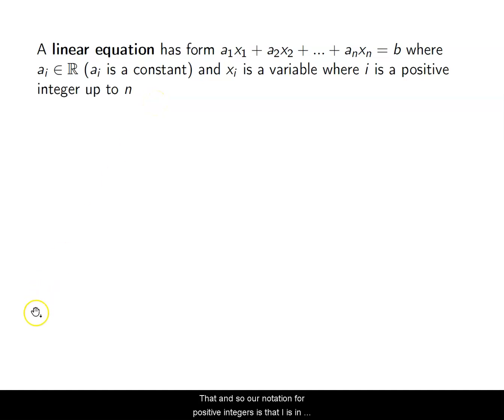And so our notation for positive integers is that i is in Z plus such that i is less than or equal to n, okay? So if you don't remember your number sets, Z is the integers. This little plus right here means I'm talking about the positive integers only, okay? So again, I wrote it in regular English, and then I wrote the mathematical notation in parentheses. Here, I wrote it in the math notation, and then I wrote the English term, right, for what I said in English.